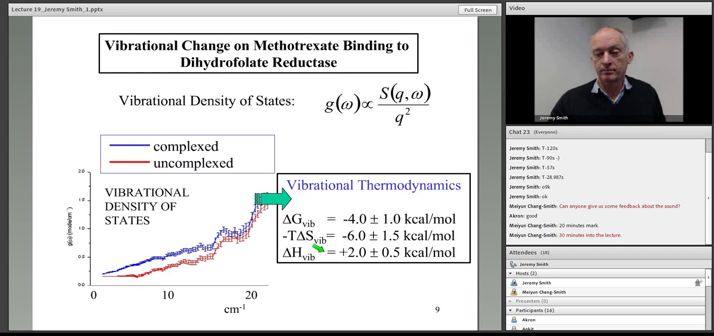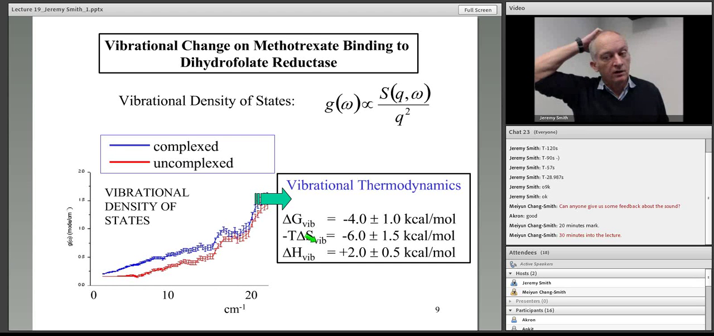And so there's a partial compensation from enthalpy you see here, but not complete. So a 4 kilocalorie per mole effect. Now is that important? Well, it's a factor of 10 to the 3 in the binding constant. That means that 1,000 times more molecules bind due to this vibration happening than they would otherwise. So it's important. Without this, the cancer drug wouldn't work.